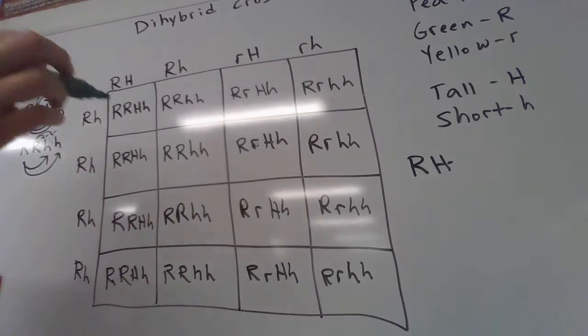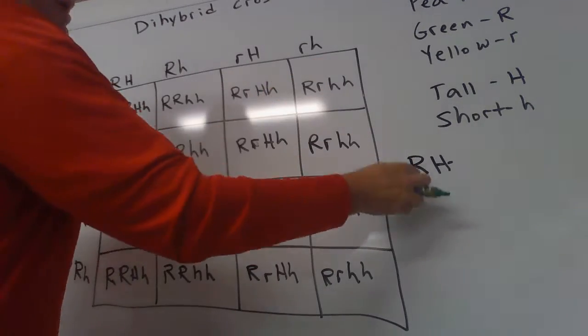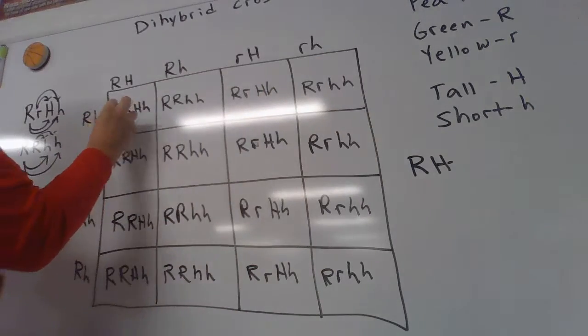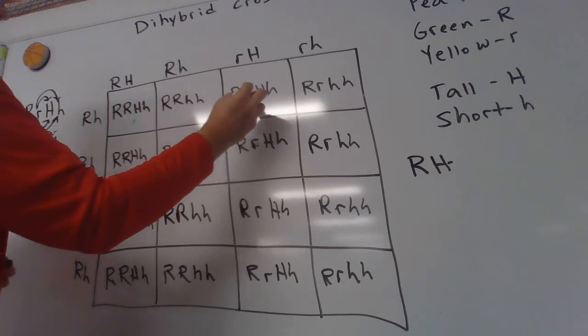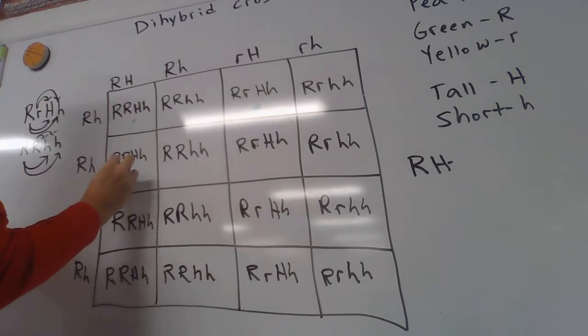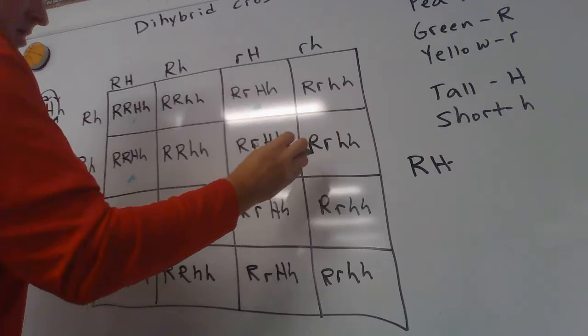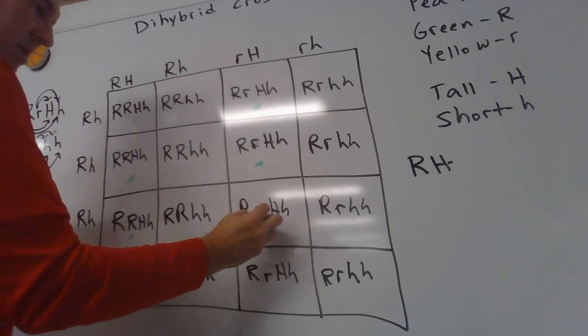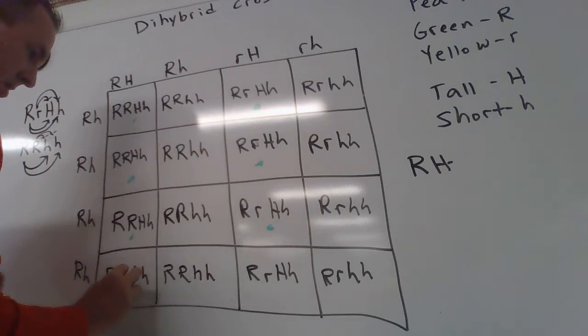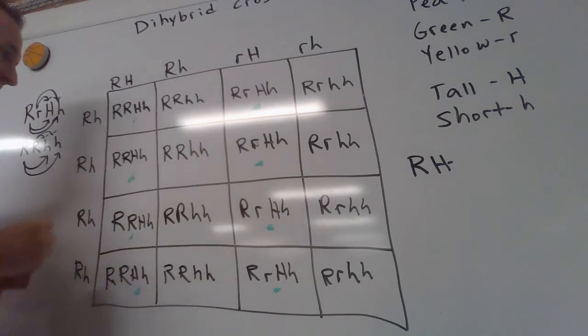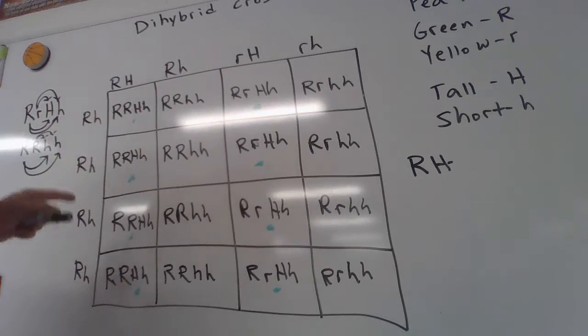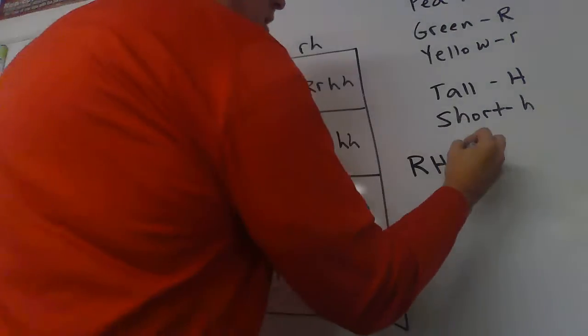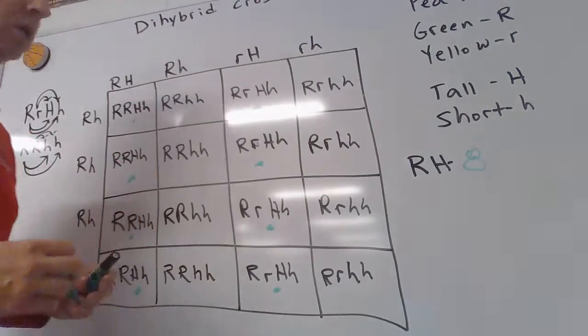So let's do them in green. Tall and green, which is big R, big H. So yes, no, yes, yes, yes, yes, and yes, yes, and yes. So in this case, 1, 2, 3, 4, 5, 6, 7, 8 are tall and green.